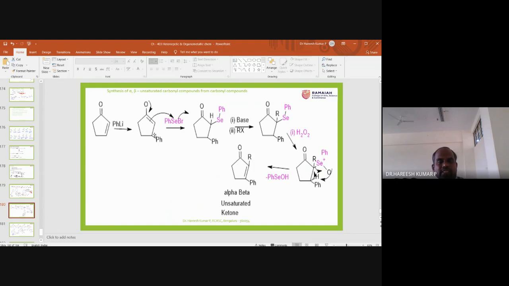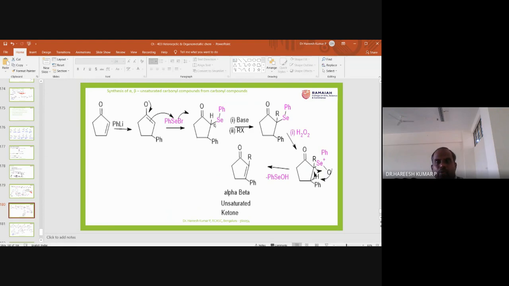So at this stage, when this is treated with phenyl selenyl bromide, the bond between the oxygen and lithium comes back, and there will be a new bond formation between this bond pair and this selenium. So that is how a compound is obtained.